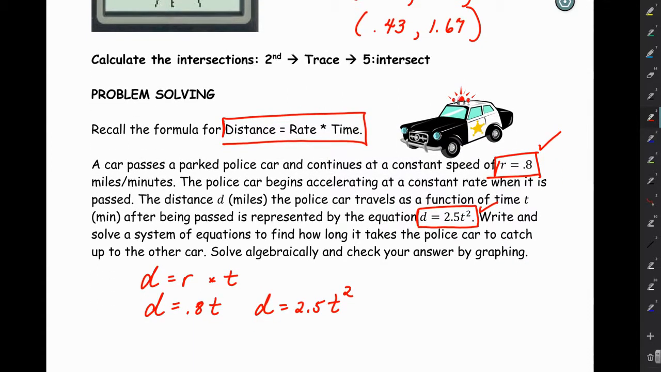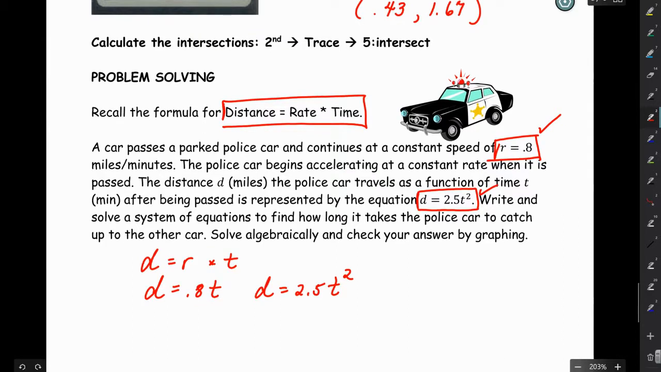Now, if we want to solve this algebraically, they're both equal to d. So I can set this equal to this and solve it algebraically. So let's do that first. I'm going to move the 0.8t over to the left side, so subtract 0.8t from both sides.